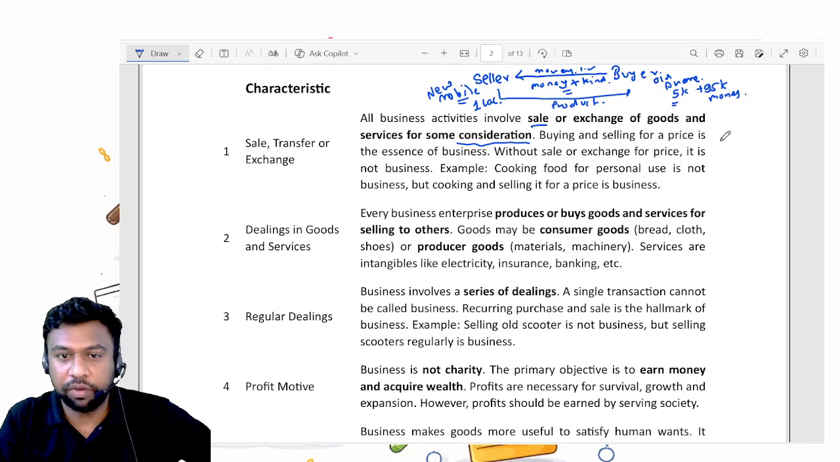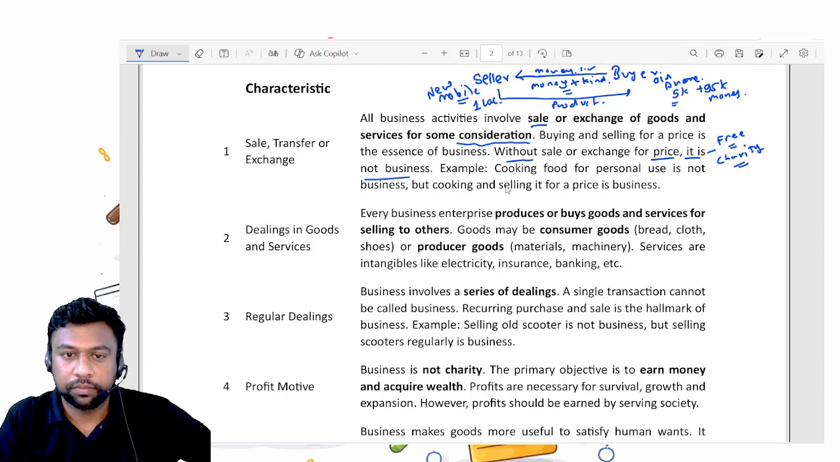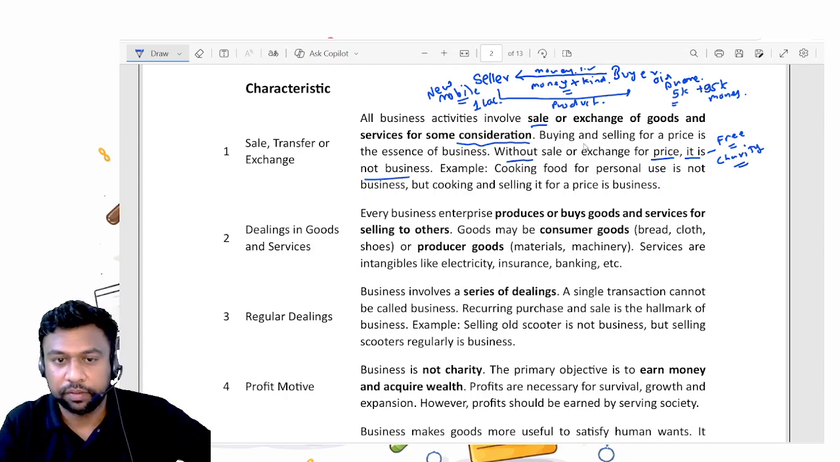Buying and selling for price is the essence of business. Without sale or exchange for price, it is not a business. That means if you are giving something for free, then it is not a business, that will be a charity. That will be a donation. Like you are giving money but you are not getting anything in return, that will be a donation, right? Example: cooking food for personal use is not business.